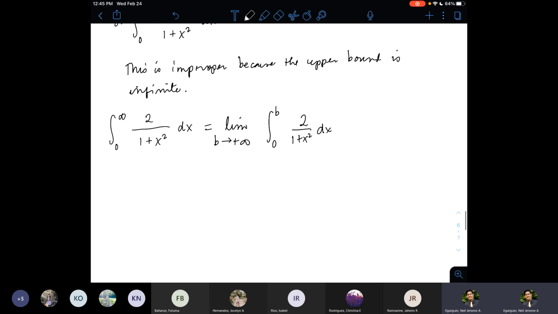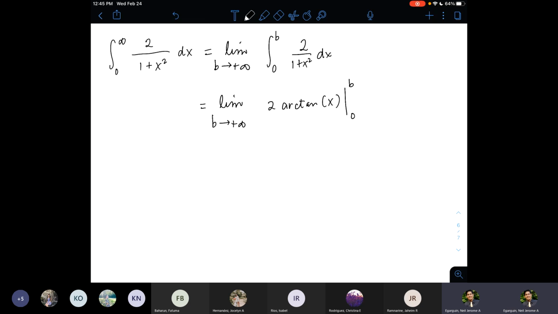If you look at this, 2 over 1 plus x squared has antiderivative 2 arctan of x, evaluated from 0 to b as b approaches positive infinity. All right. Let's plug in the upper and the lower bounds. So we'll have the limit of 2 arctan of b minus arctan of 0 as b approaches positive infinity.